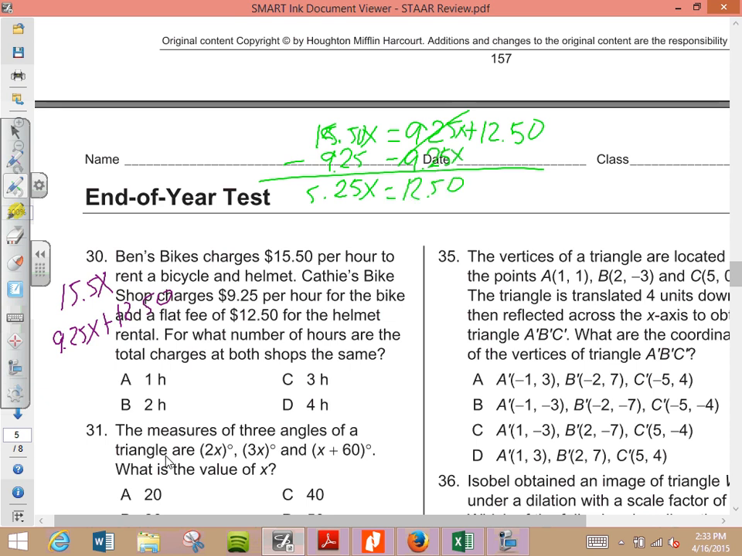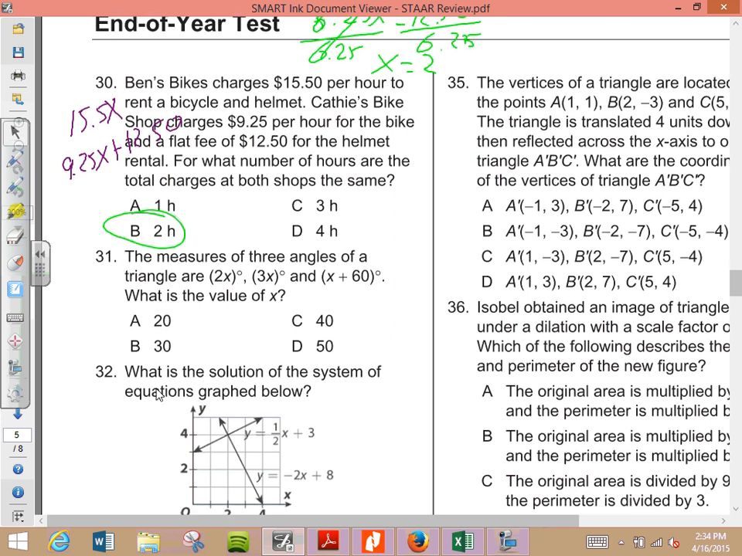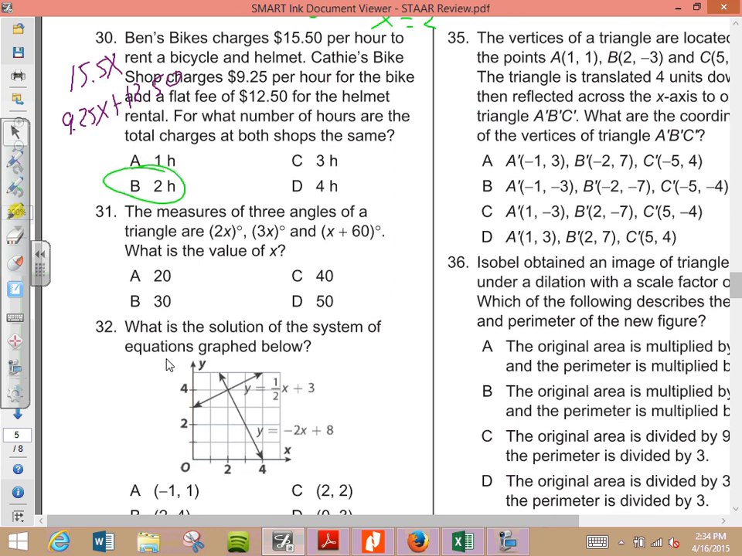What is it? Did I do that right? No. It's 6.25. Oh. So you would divide by 6.25. 2. Good job, kiddos. Guys, we have time. Calm down. The world will not end yet.